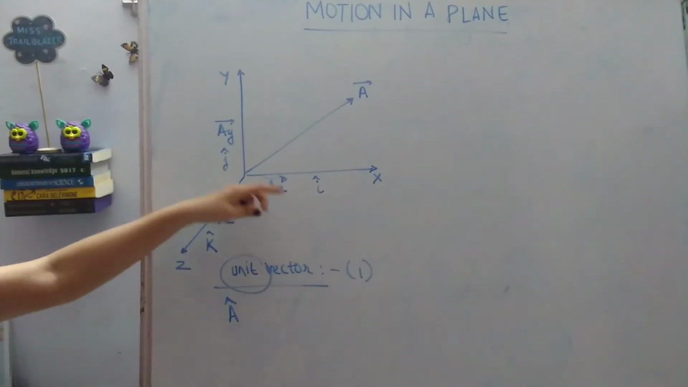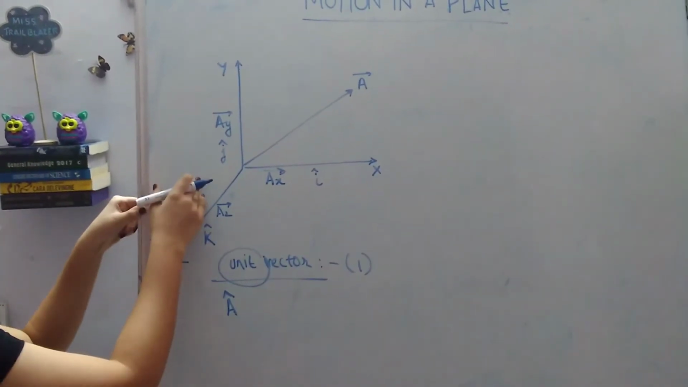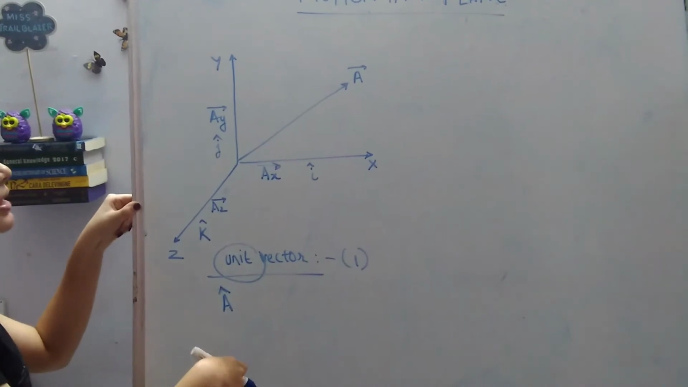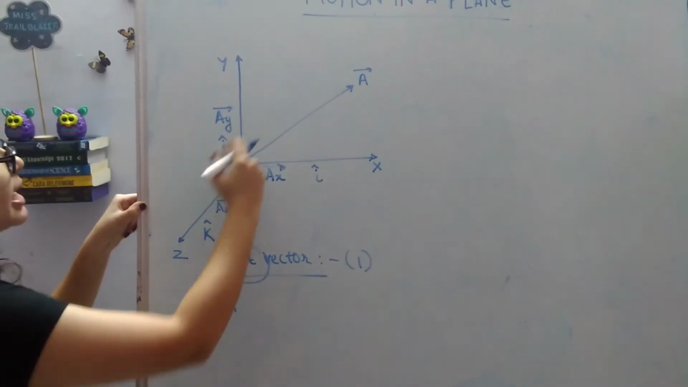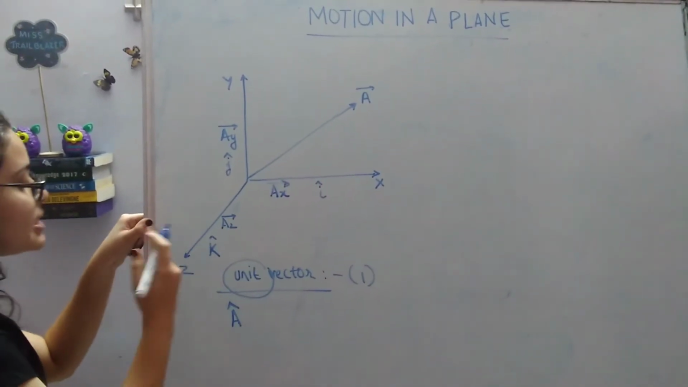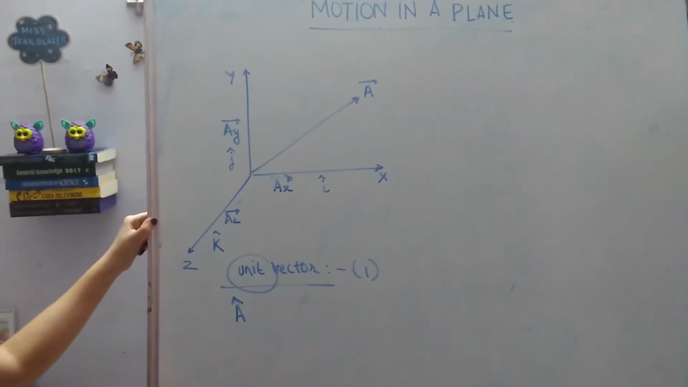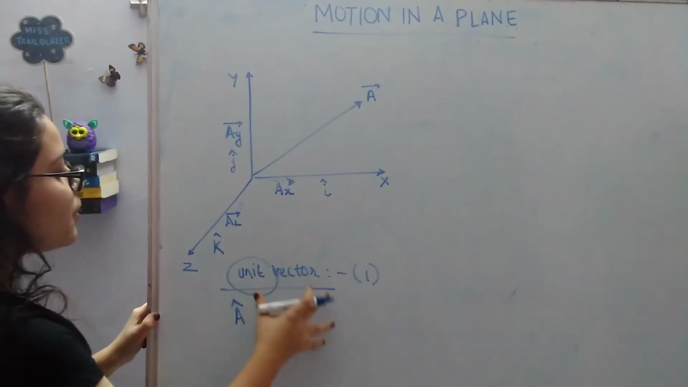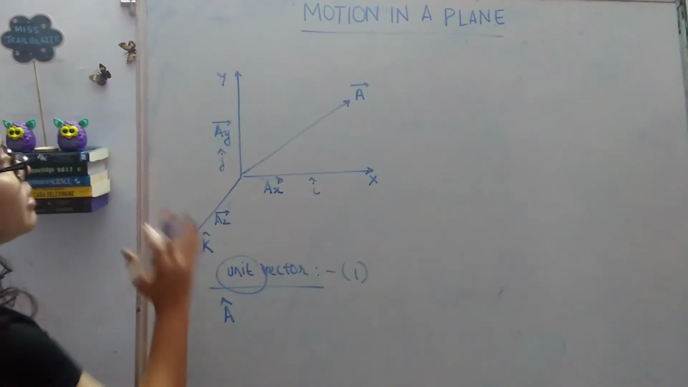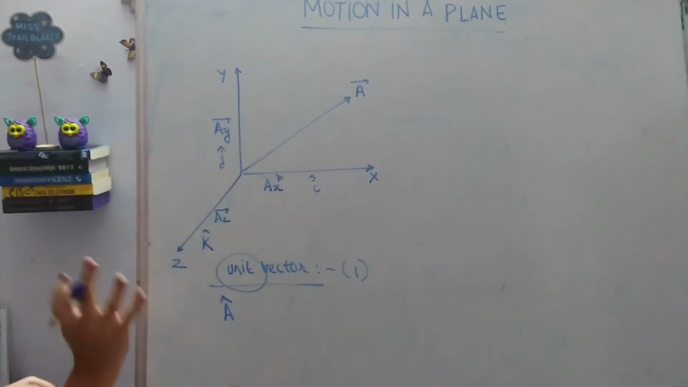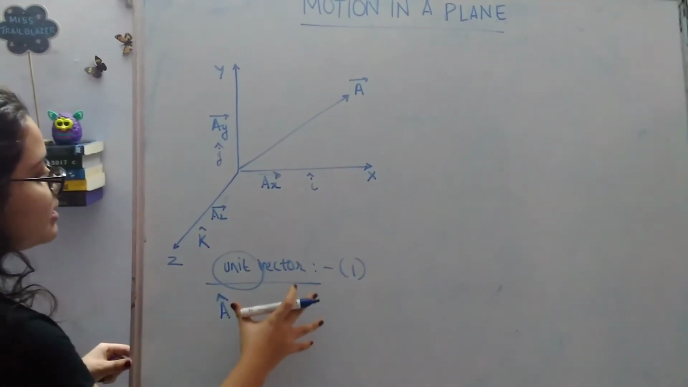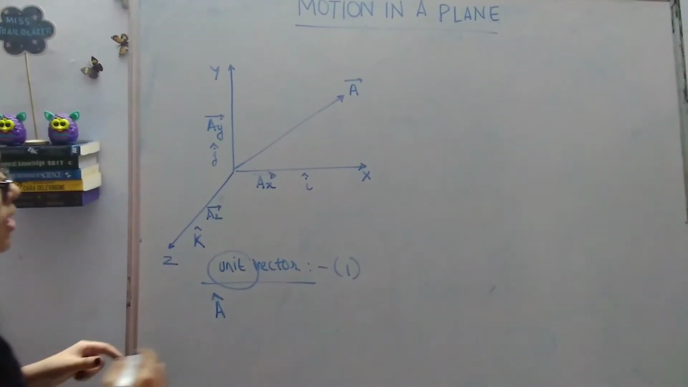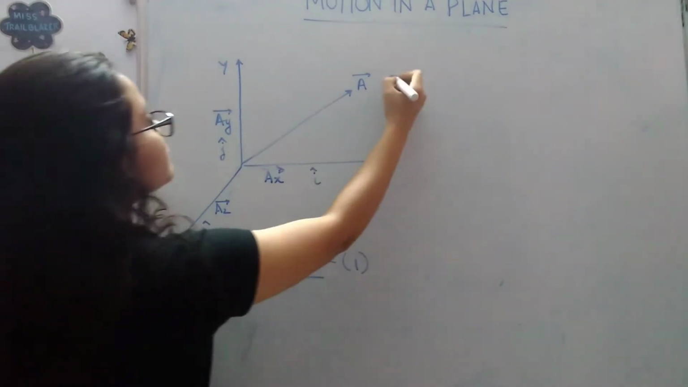If we talk about the negative x axis, it will be minus i cap, negative y axis it will be minus j cap, and negative z axis it will be minus k cap. Sign conventions are same, just here we are introducing some new terms. So what is a unit vector? I will explain after I have completed explaining you this diagram. We will have a separate subtopic as unit vector. So this is a unit vector.